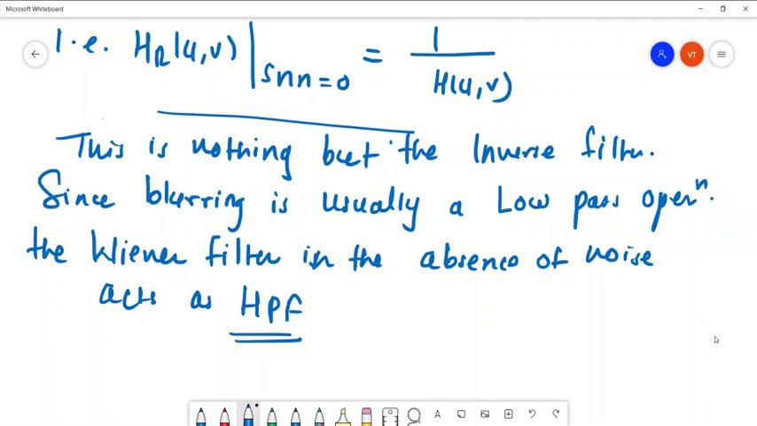So what is the interpretation of this case 1 and case 2? In case 1 we said that there is no blur but only additive noise, and in case 2 we said that there is no noise but only blur. In the presence of only noise, the Wiener filter acts as a low pass filter, while in the presence of only blur, the Wiener filter acts as a high pass filter. When both noise and blur are present, the Wiener filter achieves a compromise between a low pass and high pass filter, resulting in a band pass filter.